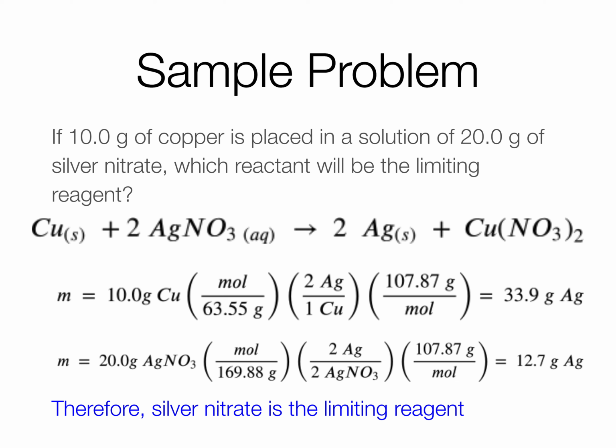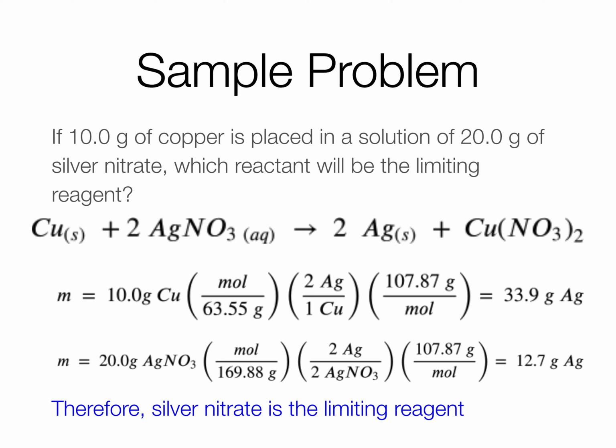So when we do these calculations, we'll do 10 grams of copper divided by 63.55 grams per mole, times 1 mole of silver divided by 1 mole of copper, times 107.87 grams per mole, to tell us that 10 grams of copper will net us 33.9 grams of silver.